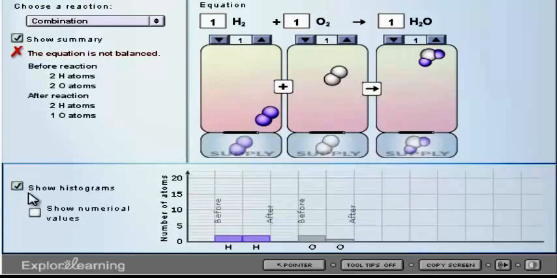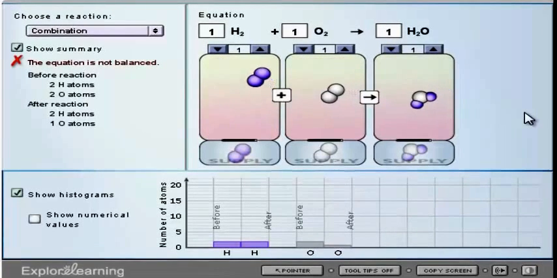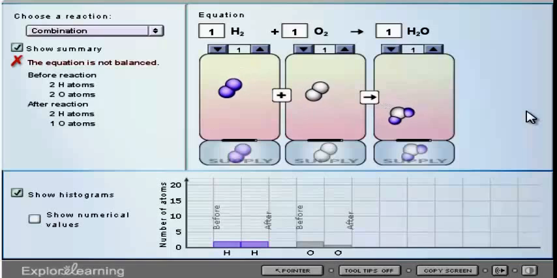The next step is to show histograms. Here you can see also that the hydrogen atoms are balanced before and after the reaction, but the oxygen atoms are not balanced. After the reaction, there are fewer oxygen atoms than before the reaction. Now you can try to balance the equation.